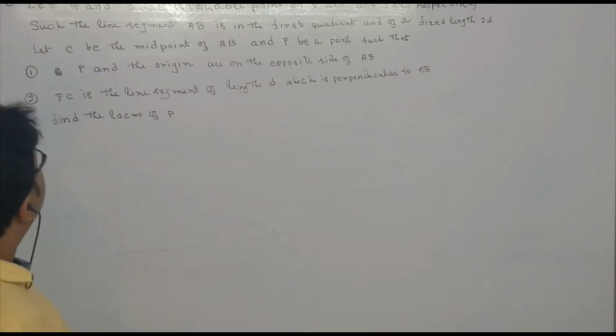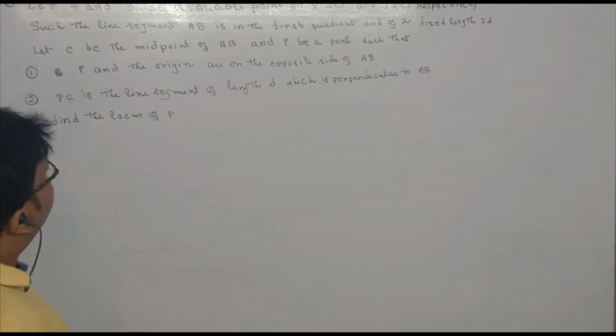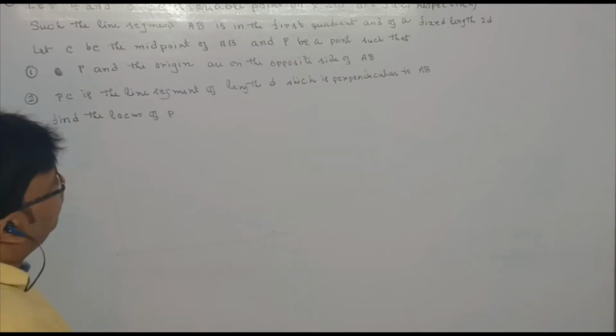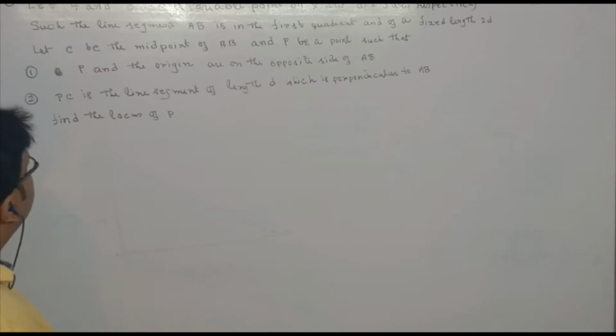Question number 3. Let A and B be a variable point on x-axis and y-axis respectively, such that the line segment AB is in the first quadrant of a fixed length 2D. Let C be the midpoint of AB and P be a point such that P and the origin are on the opposite side of AB. PC is the line segment of length D which is perpendicular to AB. Find the locus of P.